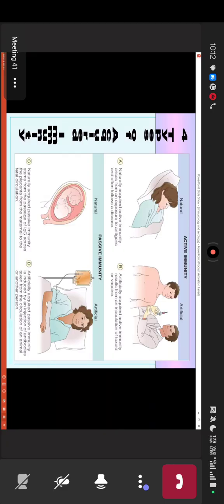This is your natural passive immunity. So there are 4 types of acquired immunity: natural active, artificial active, natural passive and artificial passive. I hope the difference is clear between these 4. Yes, clear to all of you?